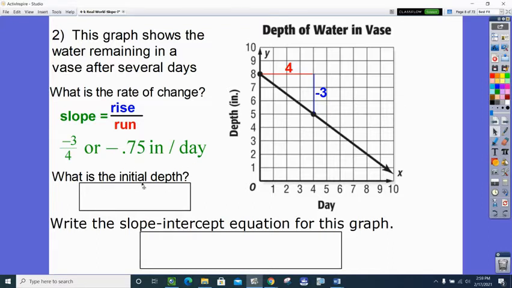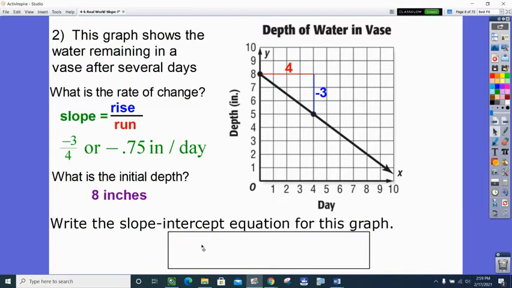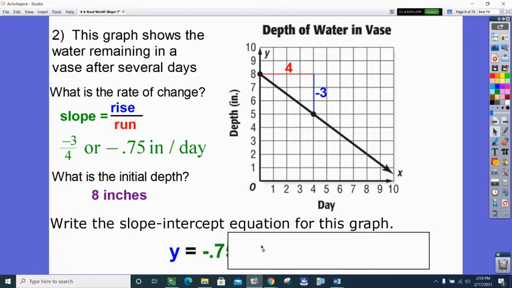What's the initial depth that was in the vase? For that, we're going to go to your y-intercept, and we're going to see that 8 what? Is it 8 elephants? No, it's 8 inches. So you started with 8 inches of water, and every day the water level is going to drop 3/4 of an inch. Y equals m, which is that change, that movement, which is the -0.75.